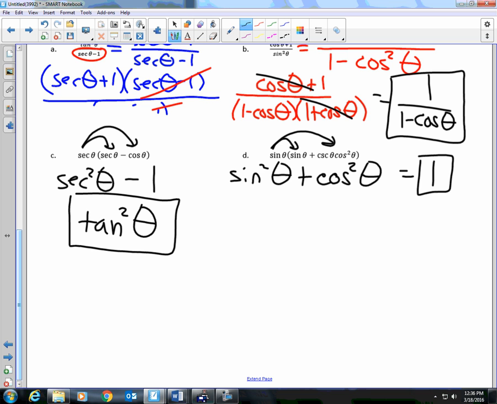Isn't it formula number 5? Isn't that the most fundamental trigonometric identity that we learned? Didn't we learn that once before? If there's something you remember from this course, other than SOHCAHTOA, please remember that sine squared plus cosine squared is 1. Okay?